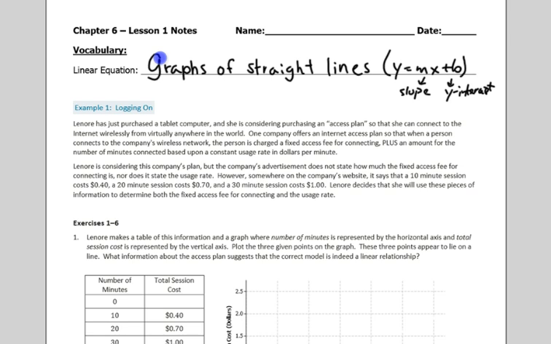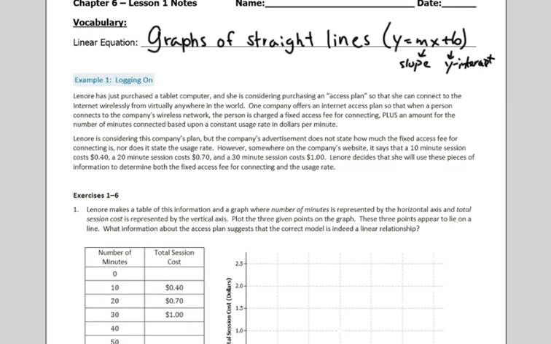So in example number 1, Lenore has purchased a tablet computer. She's considering purchasing an access plan so she can connect to the internet wirelessly from virtually anywhere in the world. One company offers an internet access plan so that when a person connects to the company's wireless network, the person is charged a fixed access fee for connecting, plus an amount for the number of minutes connected based upon a constant usage rate in dollars per minute. So what's going to happen is, when she logs on or connects, she's going to get charged a fee. Every minute she is on that wireless, she gets charged a certain amount.